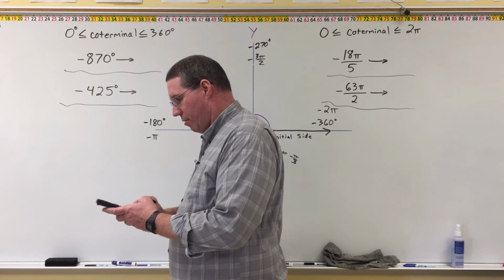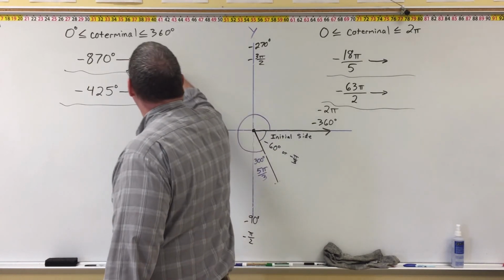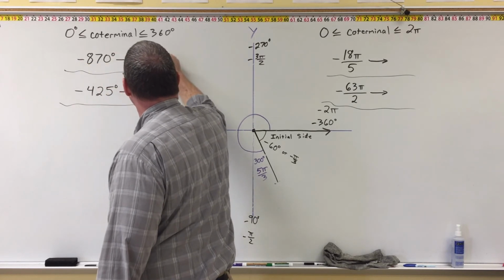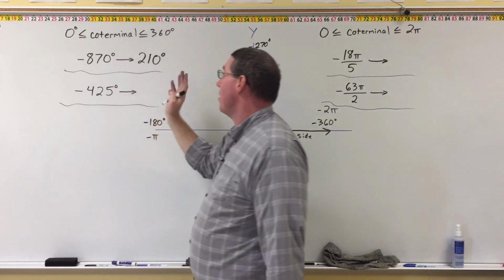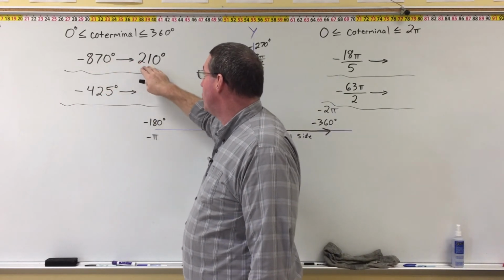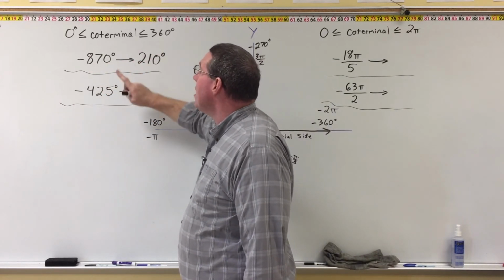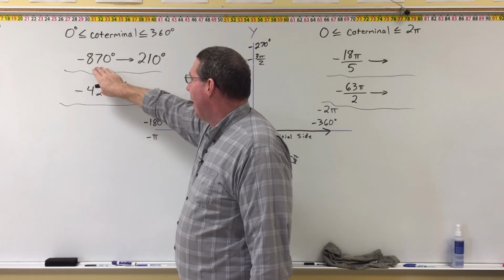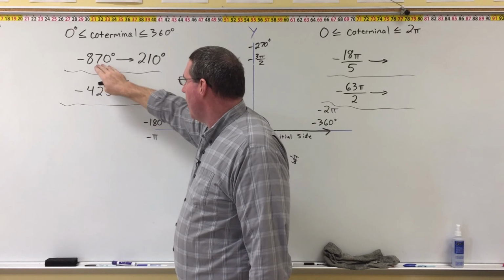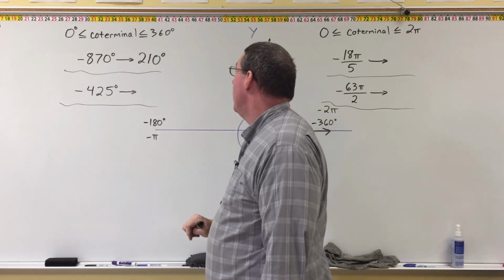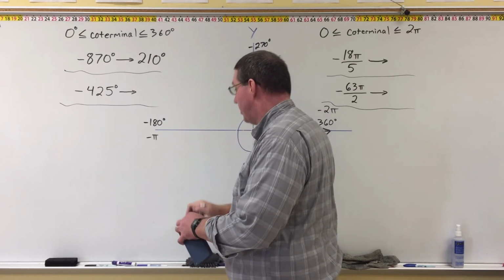So I'm going to add 360 and I get 210, and therefore this negative 870 degree angle is the same thing, or excuse me, it's not the same thing as, but it is coterminal to a 210 degree angle, which means that the terminal side of this angle is in the exact same place as the terminal side of this angle. Now, where is the terminal side of a 210 degree angle?